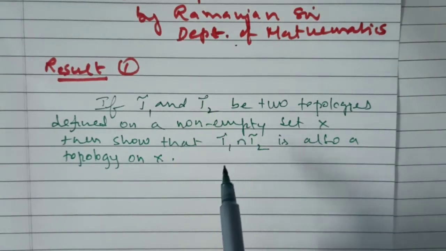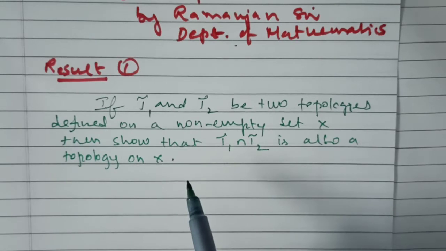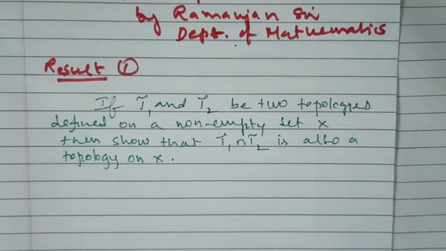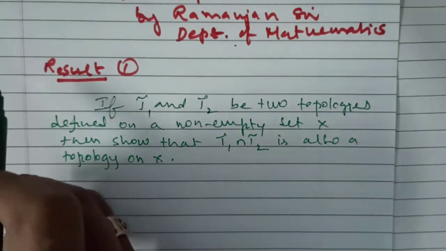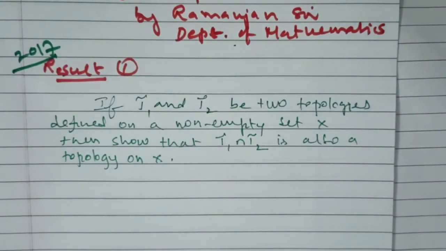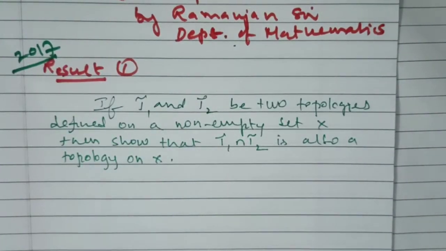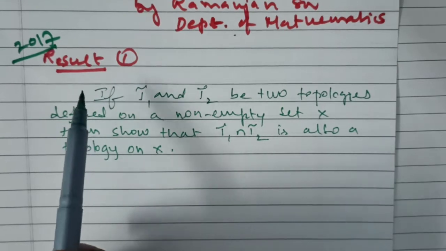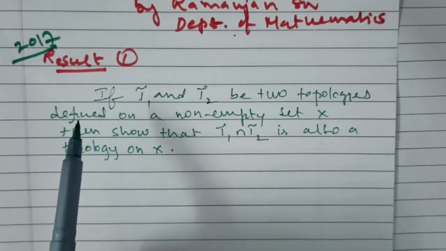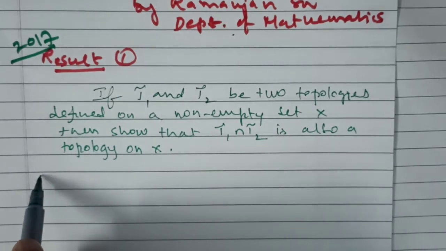So the theorem is: τ1, τ2 be two topologies on a non-empty set X separately, then show that their intersection is also a topology on X. This theorem was asked in 2017. A result was asked in 2017. Sometimes it is considered to be a theorem, or maybe now it is result 1. Next, proof.